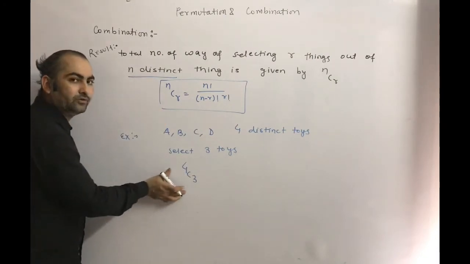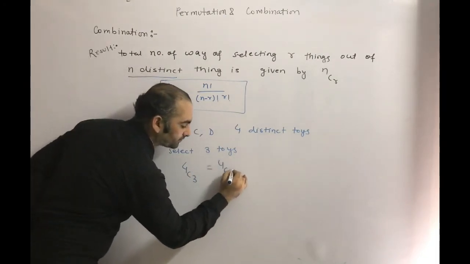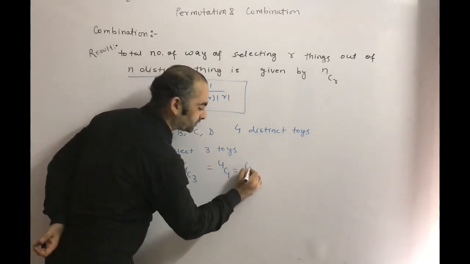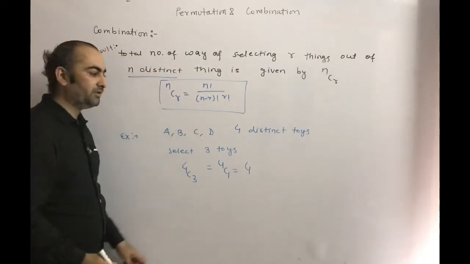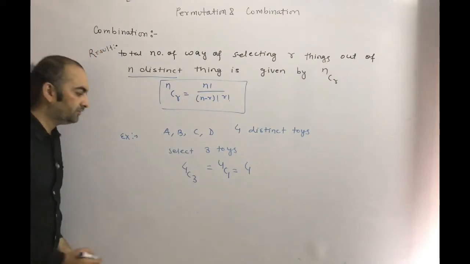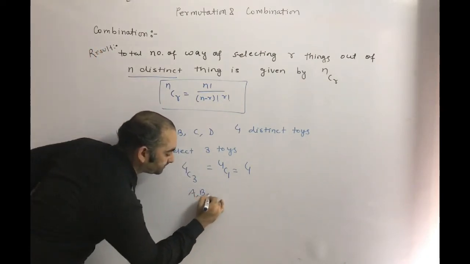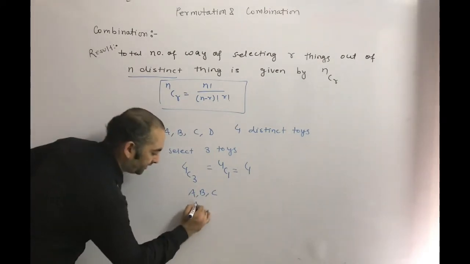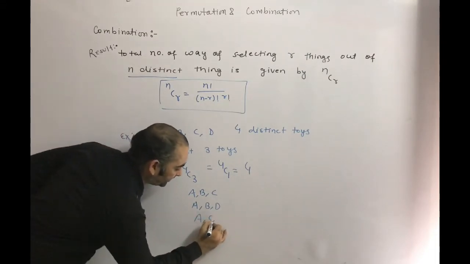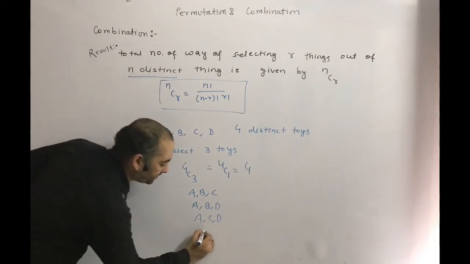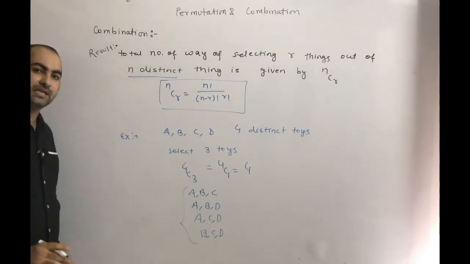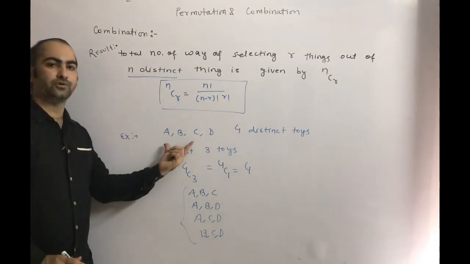And 4C3 is equal to 4C1, since we know nCr equals nC(n minus r). So 4C1 is 4, and we get 4 ways to select 3 toys out of 4 toys. What are the combinations? First combination: A, B, C. Second: A, B, D. Third: A, C, D. And fourth: B, C, D. So there are 4 ways of selecting 3 toys out of 4 toys.